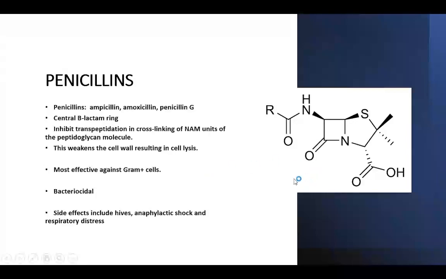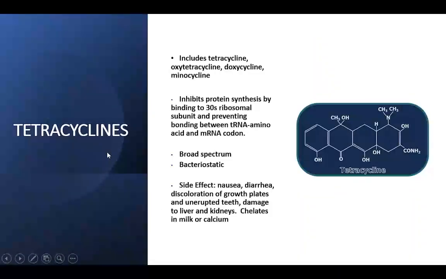So takeaway from this one, central beta-lactam ring, constrained ring, doesn't like to be like that, wants to break apart, and reacts really easily with gram-positive cell wall structures. The next one is tetracyclines. These ones are really, really cool. There's a multi-ring structure. Tetra for cycline, cyclical, tetracyclines.